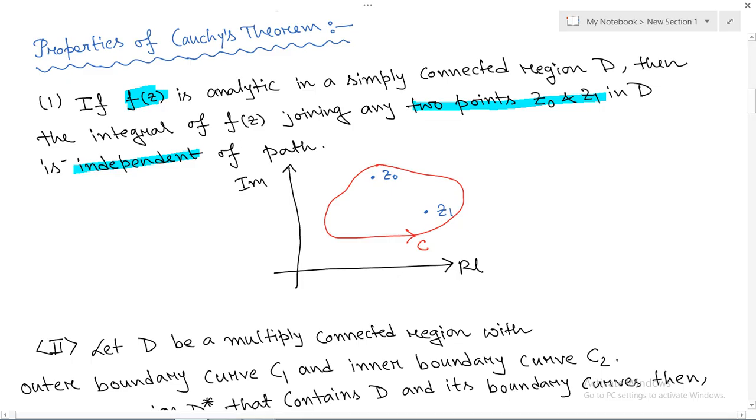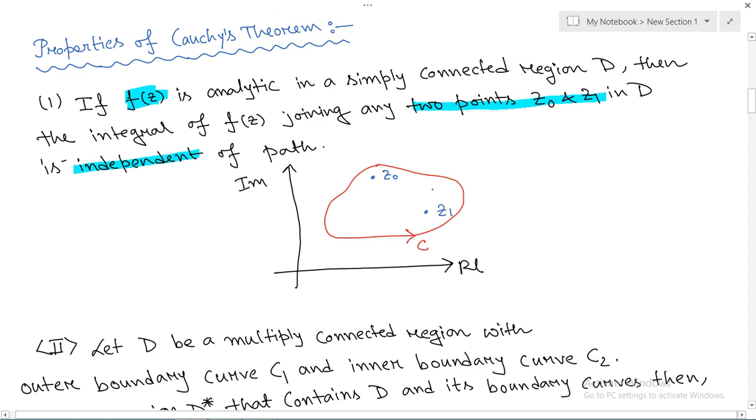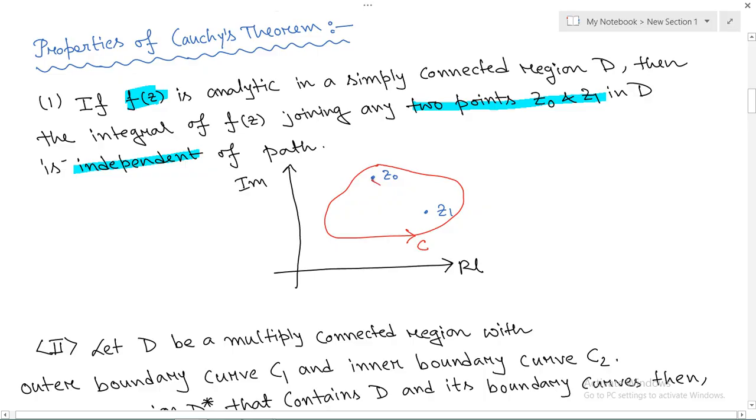Now the property of Cauchy's theorem says that if we have any two points within this region and we want to join these two points by any kind of curve, suppose one straight line joining z0 and z1, another line like this joining z0 and z1, and another line like this. Whatever path you choose to join these two points z0 and z1, Cauchy's theorem says that the integration over the path joining z0 and z1 will be independent of the path that we are choosing.